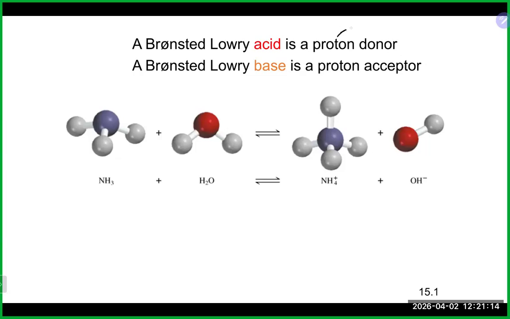So when we talk about a proton, we're talking about an H plus. The reason H plus is referred to as a proton is because, hopefully you remember, hydrogen has a proton and an electron. Hydrogen does not have a neutron, right? So the way you become positively charged is you have to lose an electron. When that happens, H plus, the hydrogen is left with just a proton. So it is sometimes referred to as a proton in acid-base chemistry. And a Bronsted-Lowry base is something that will accept it.